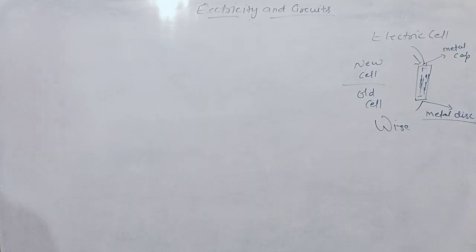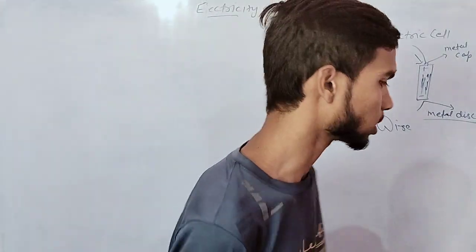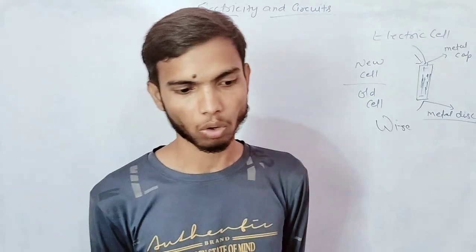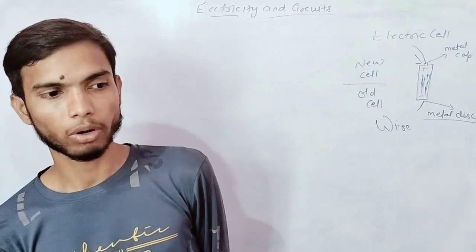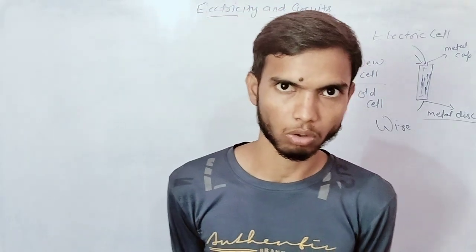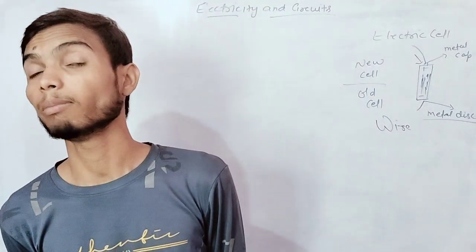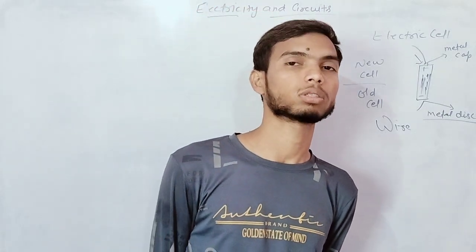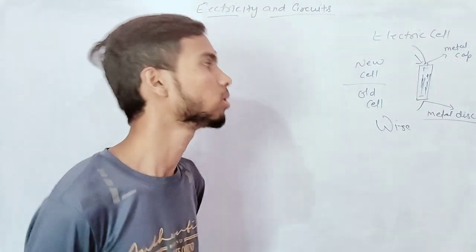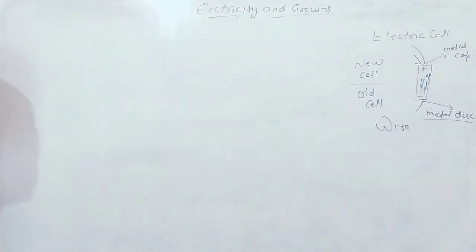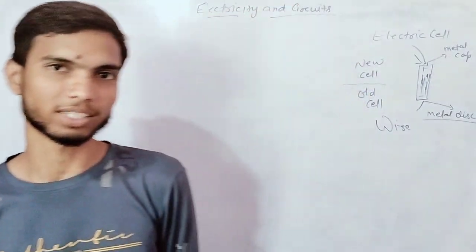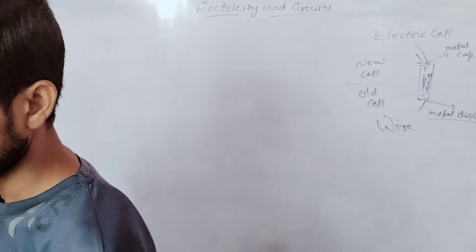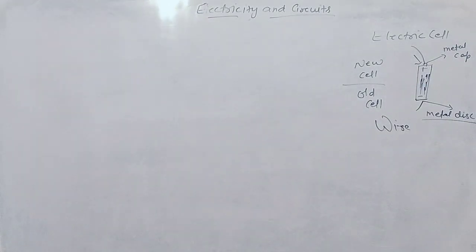Always remember, wire has electrons. Inside the wire there are electrons, and electrons travel. So in an old cell, electrons will travel very slowly because the chemical storage is about to end. That's why in a new cell, electrons will travel very fast because there is a complete chemical storage.